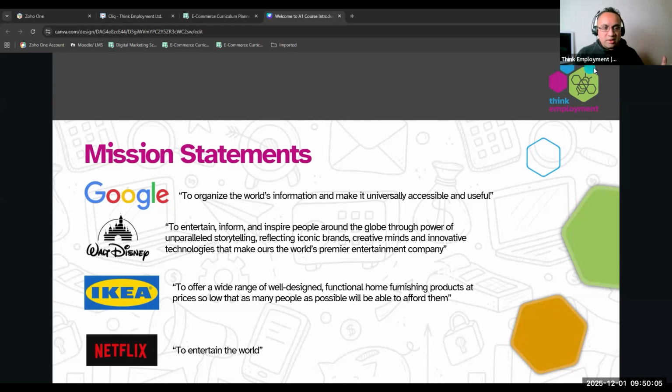With Google, organize the world's information. Netflix, to entertain the world. And you realize that more and more new companies will have a very simple mission statement.